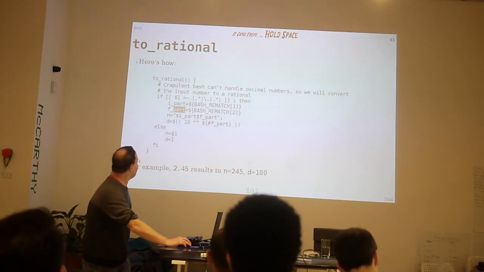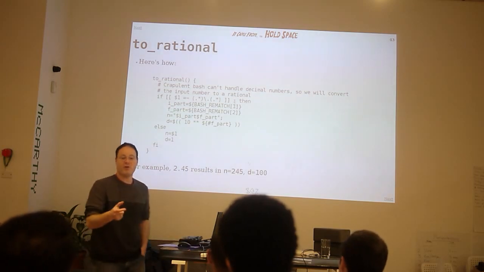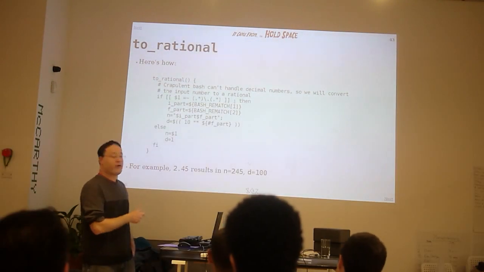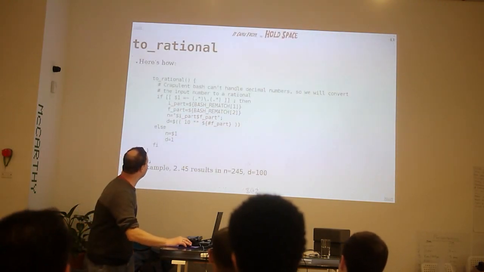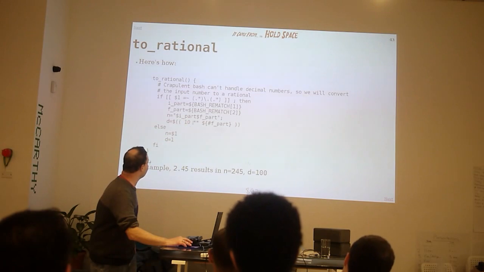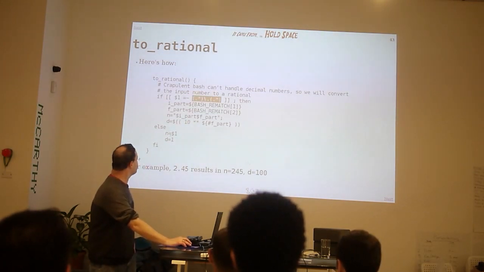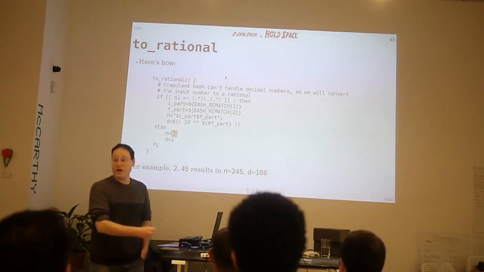And the denominator, well, hey, integer arithmetic works great for that. It's 10 to the power of whatever the length of the fractional part was. In this case, since the fractional part had two digits, it's 10 squared, it's 100. So we got 245 over 100 without doing any arithmetic except this integer power of 10 here. Oh, and if it doesn't match, that means it doesn't have a decimal point. So the numerator is whatever the original number was, and the denominator is 1. Good?